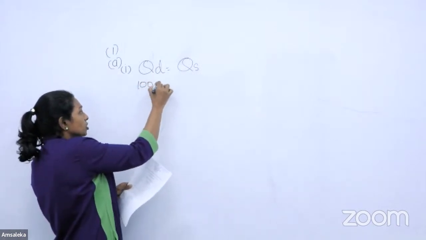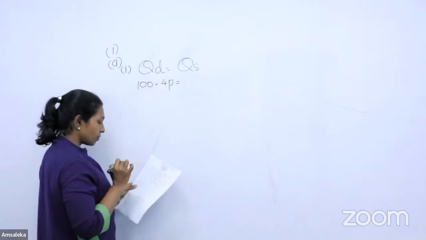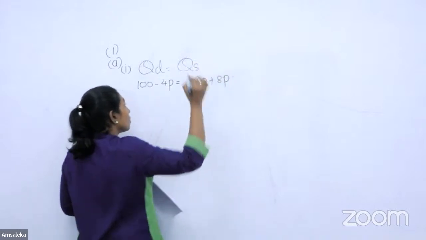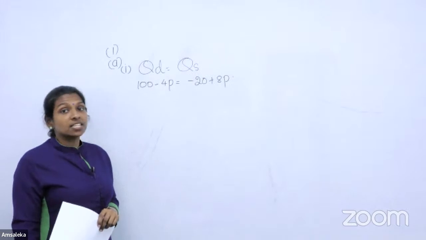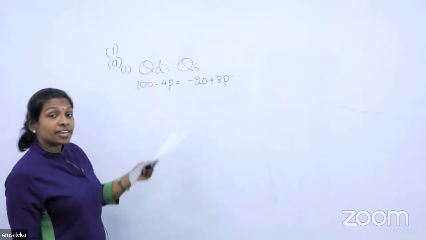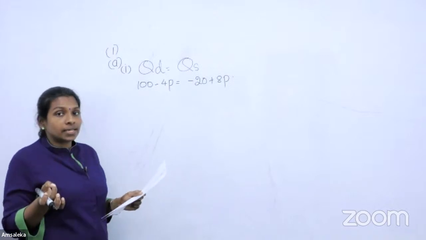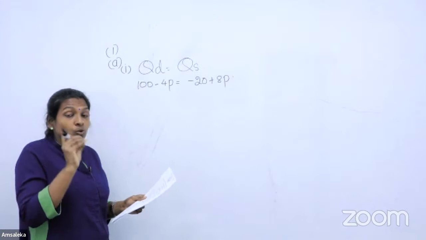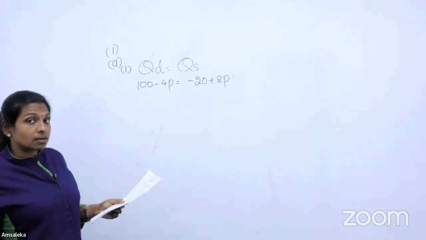What is the QD function given? 100 minus 4P, and QS is minus 20 plus 8P. Okay, so 100 minus 4P equals minus 20 plus 8P, because we are finding the equilibrium price and the quantity by the mathematical way. So at the equilibrium point, QD equals QS.